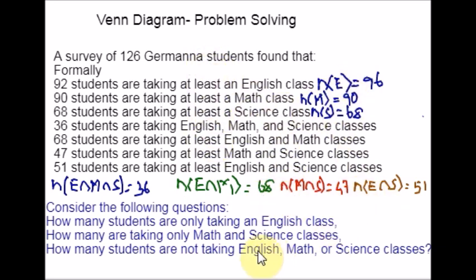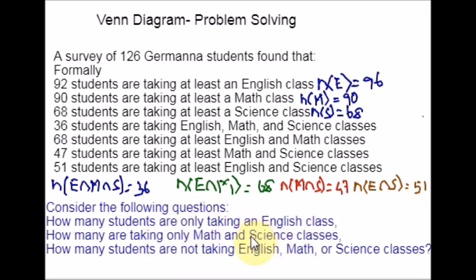Now let's look at the question. How many students are only taking an English class? So this means N of E intersection M complement intersection S complement. That is, we are going to find the total number of students taking only English, excluding all the math students and science students. Second question, how many are taking only math and science? It means how many are taking only math and science classes.